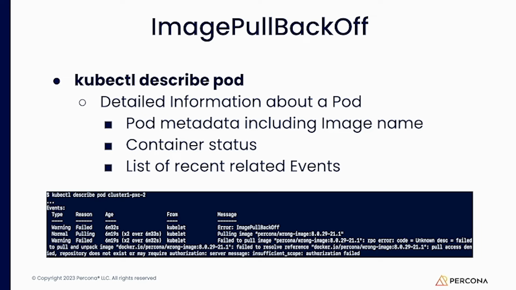You have the command kubectl describe pod, which gives you detailed information about the pod, its metadata, including the image name, container status, and a list of recent related events. You can see an example there, the kubectl describe pod. At the bottom, you can see all the related events, and you have the error there, ImagePullBackOff. In the next line, you have the name of the image that it is trying to pull, right? Wrong image. And that's it, really straightforward to troubleshoot and to fix.